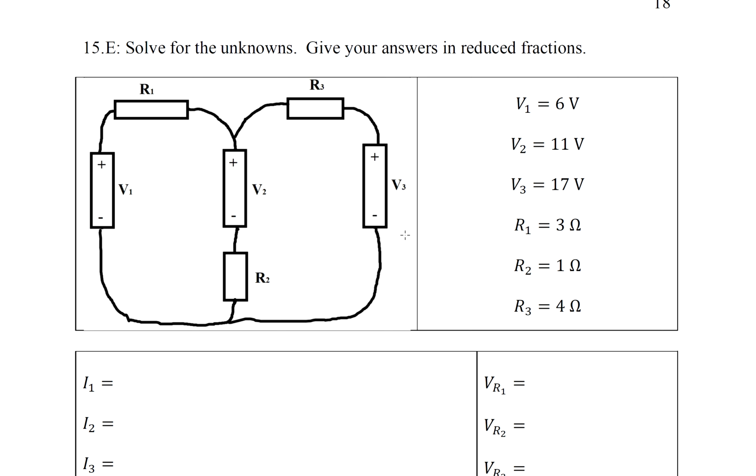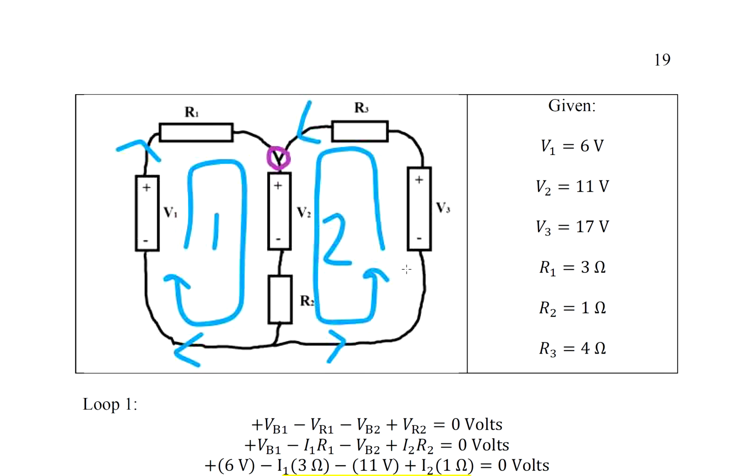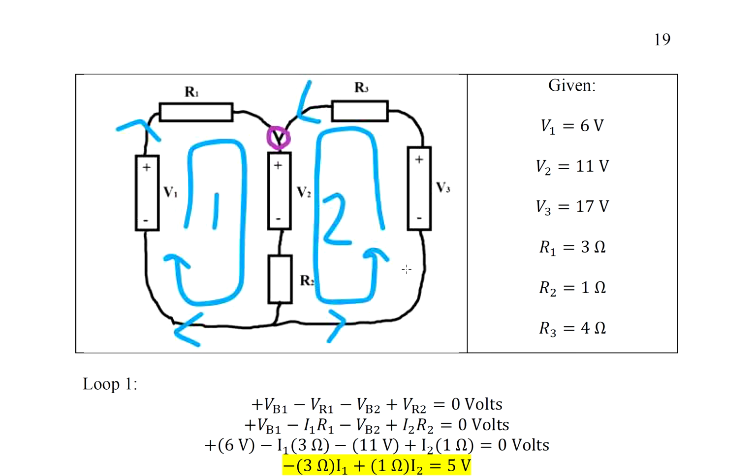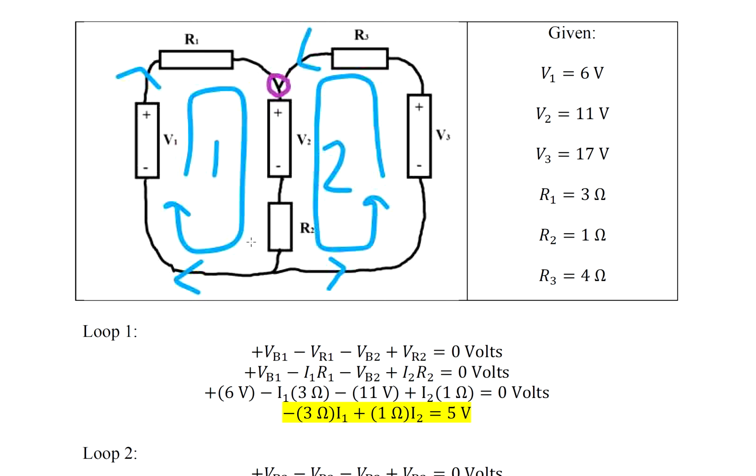I could use the loop rule 3 times because I have 3 loops. The left loop, the right loop, and the outer loop. And I have 2 junctions. So this is what I'm assuming here. And I apologize, I'm assuming that the current is going to go down through V2. So let's take a look at loop 1.